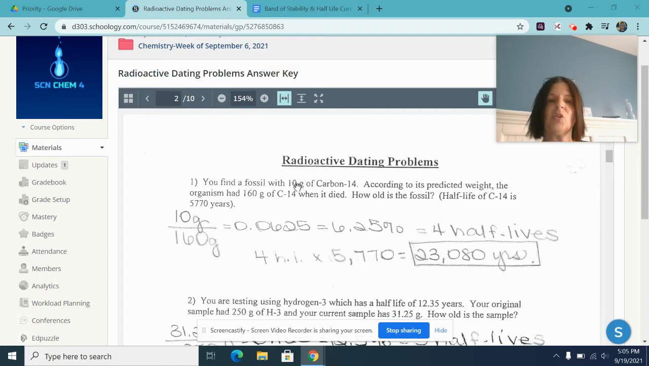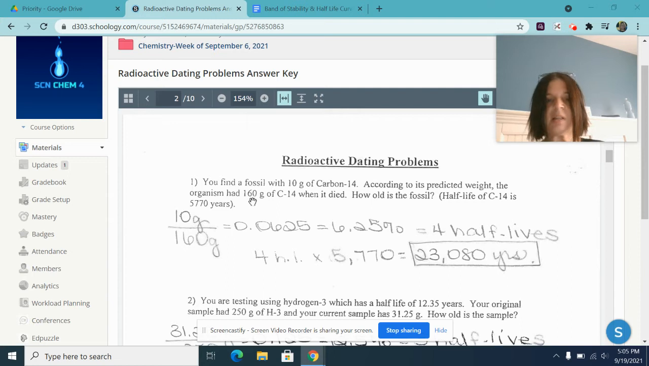But in this case, you have two amounts. You have 10 grams and you have 160 grams. When you have amounts, you need to know what the current or the now amount is, as well as what the then or original or when it died amount is. The now amount or the current amount is always going to be less than the amount that it actually started with, because in the decay process, you always start with a large amount and then it is decaying into a much smaller amount.